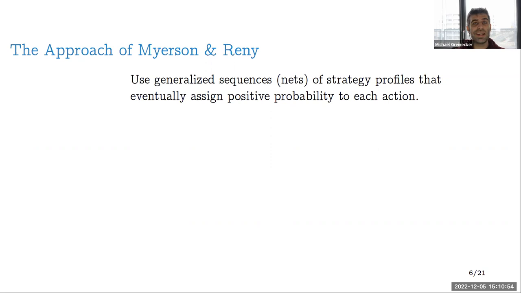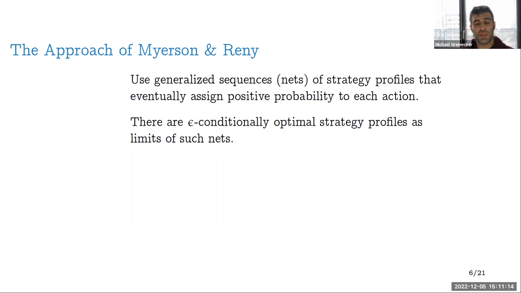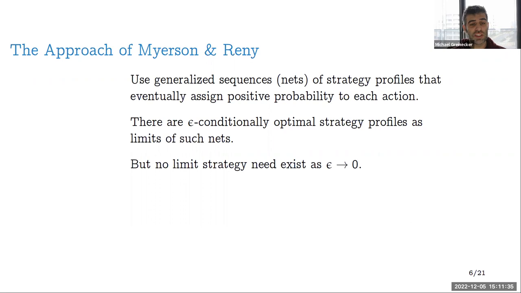They have larger index sets that need not be linearly ordered. And this actually makes it possible to make everything eventually have positive probability, though not at the same time. Now, what they then do is prove the existence, in a class of games, of conditionally epsilon optimal strategy profiles that you can find as limits of such nets. So if you go from the characterization results, the next step is taking epsilon to zero and taking a convergent subsequence. Now, generally, that's not possible. They impose a very fine topology on the strategy spaces, so there are no convergent subsequences, and there's no limit strategy as epsilon goes to zero.